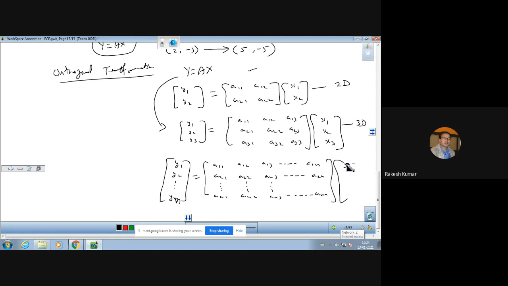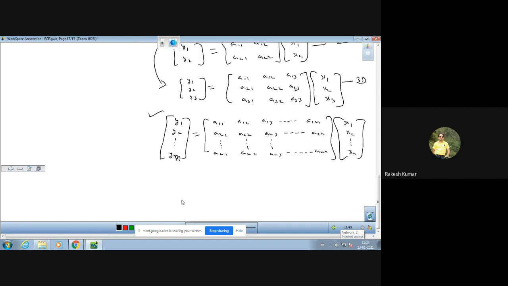yn, this is x1 x2 so on xn. So this is for n dimension, or you can say that for n elements.